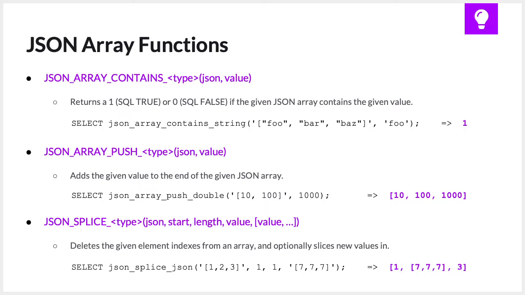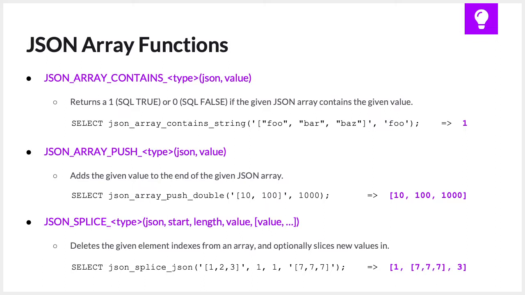SingleStore also provides some additional JSON array functions as well. For all three of these array functions, the type will need to be specified with double, string, or JSON, similar to the functions before. The JSON_ARRAY_CONTAINS function simply returns a Boolean for whether the given value exists within the array. The example shows a JSON_ARRAY_CONTAINS_STRING example, and we would see this statement return 1 for true, given that the string foo does exist in the array.